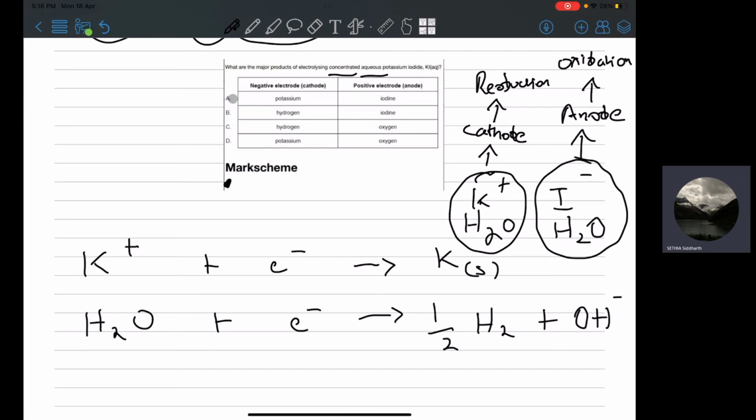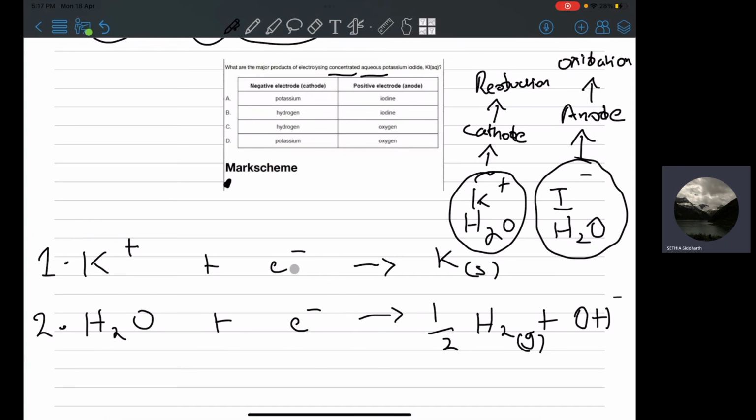Now, at the cathode, we have a reaction like this, right? At the cathode, one of two things can happen. You can either have this happening, one, or you can have number two happening. You can't have both, right? You can either have K plus gaining an electron to form potassium, or you can have H2O gaining an electron to form some hydrogen gas. I forgot to put the state symbol over here, right? You have either one of two happening. Now, which one is more likely to happen?